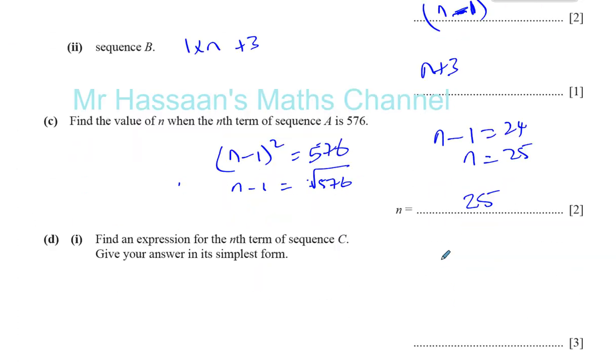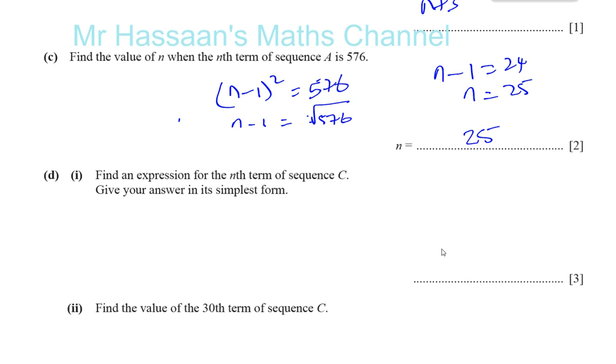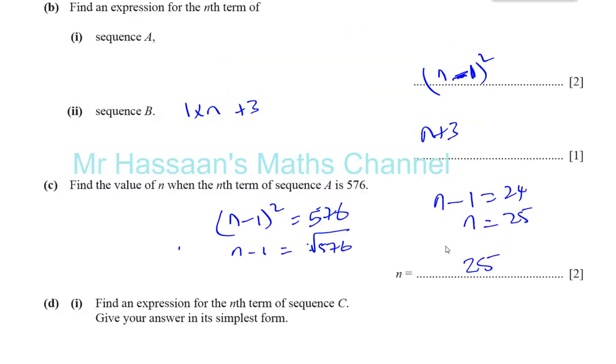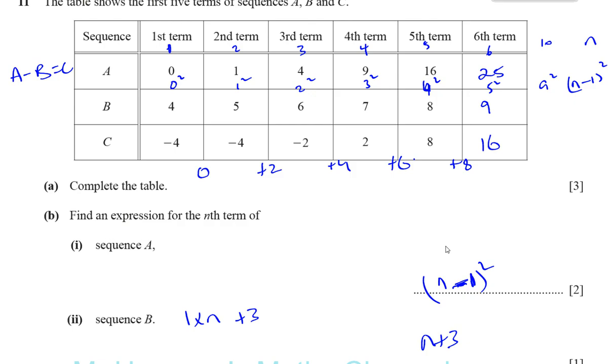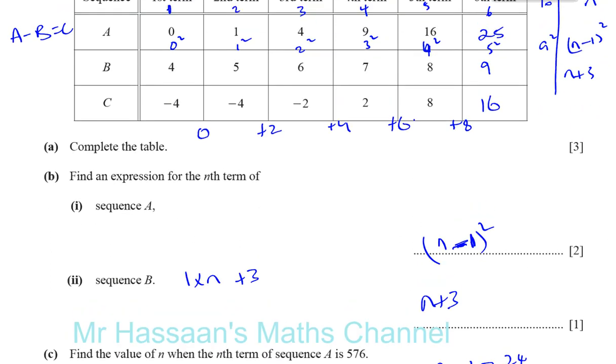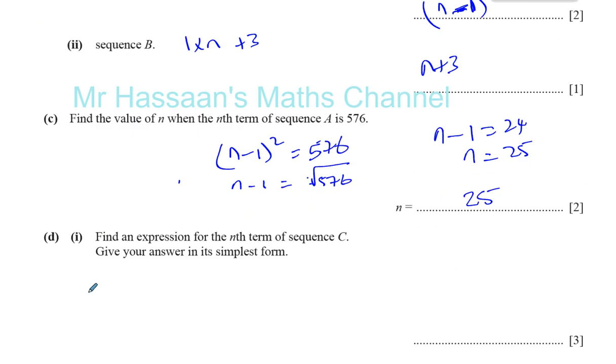Okay. Now, find an expression for the nth term of sequence C. So now they're asking for the nth term of the sequence. Okay, so we know it's going to be, this was what? This was n plus 3. So basically, there's two ways we could go about this. We could go about this the quick way. We could say it's basically sequence A minus sequence B. We've worked out that pattern.